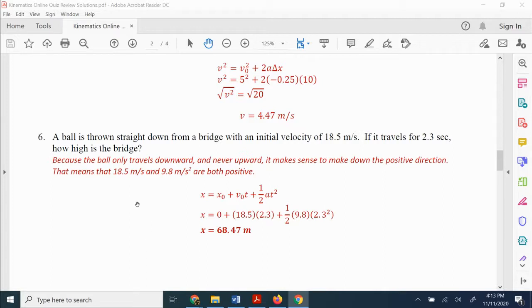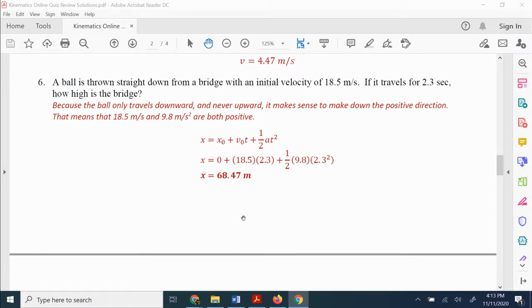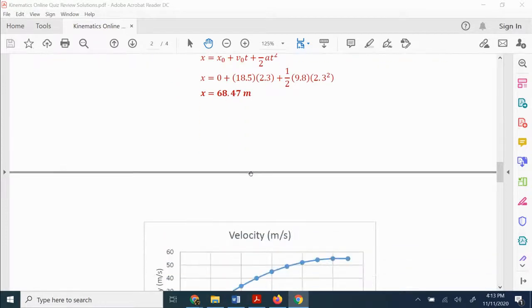You want 0 to be at the top, and you're looking for x or y at the bottom. The reason you would do that is because as you go downwards, you want the positions to increase. So you want 0 to be at the top and your final position to get bigger as you go down because you chose down to be positive. If you set it up that way, you should get 68.47. You can round however you want.